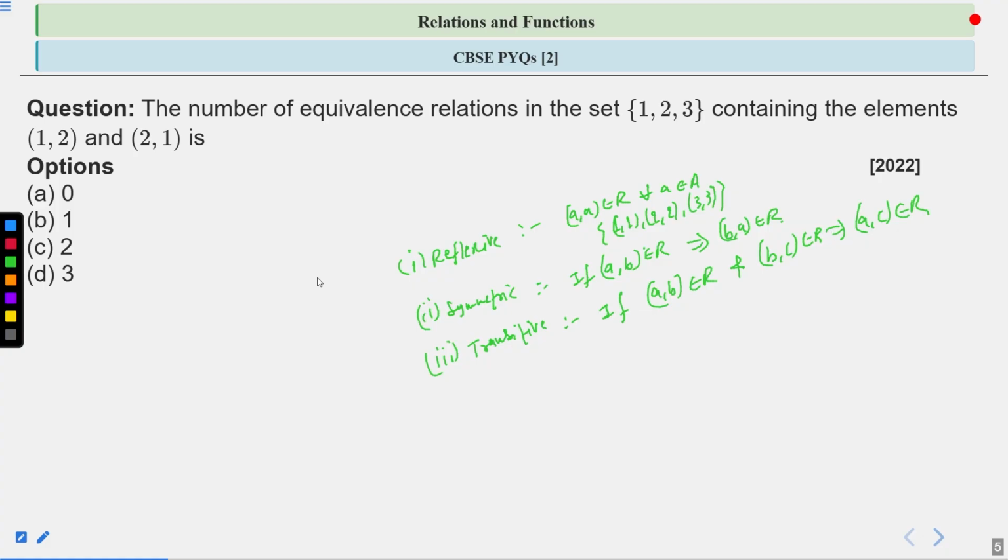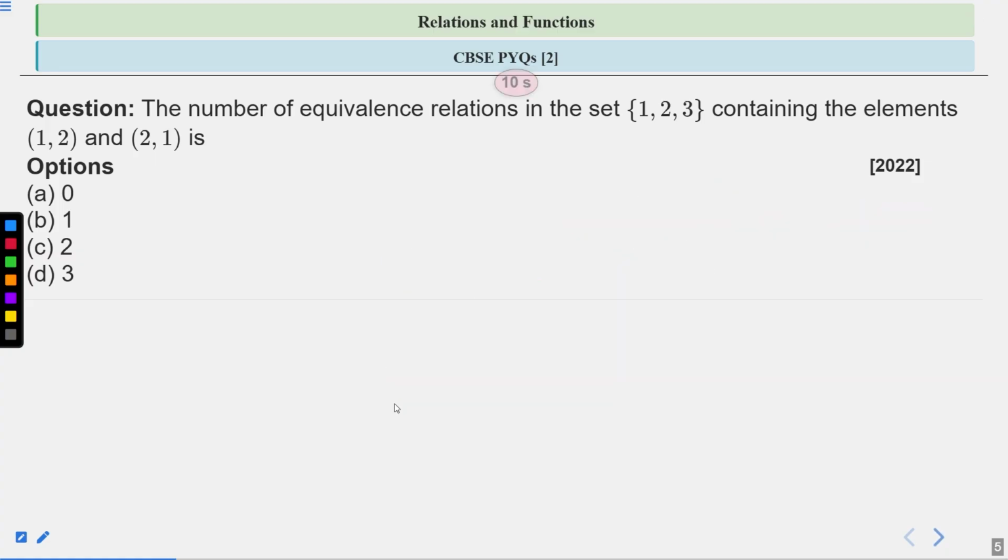So for equivalence relations, all three conditions must be satisfied. We must form the set of relations in which all three conditions are satisfied for the relation to become an equivalence relation. You must think in this way. Okay, you have 10 seconds to solve or think about this question. After that, we will discuss the solution part.